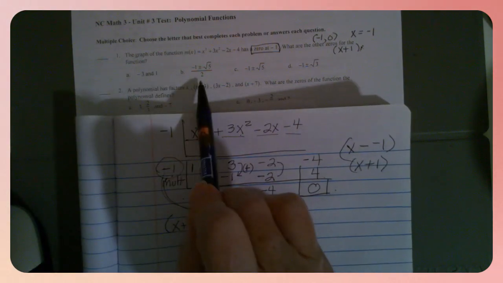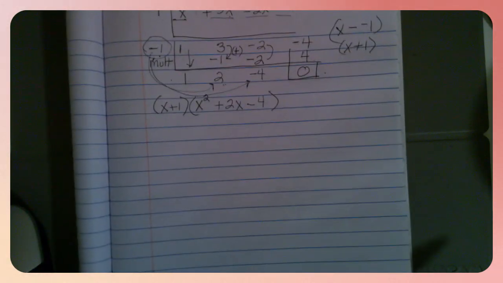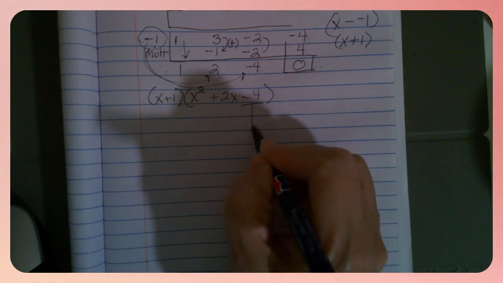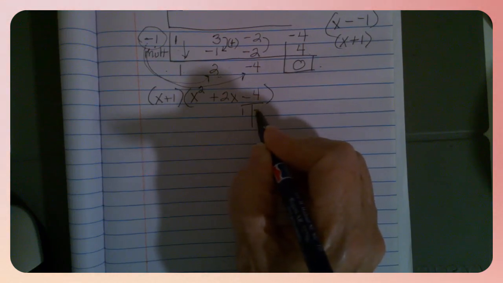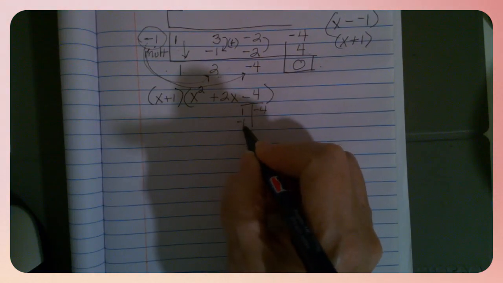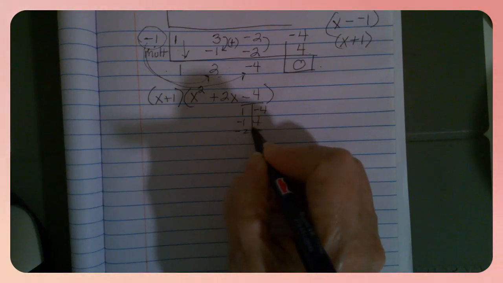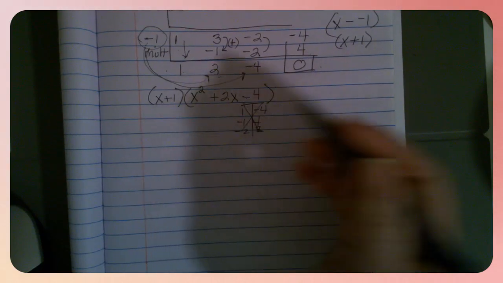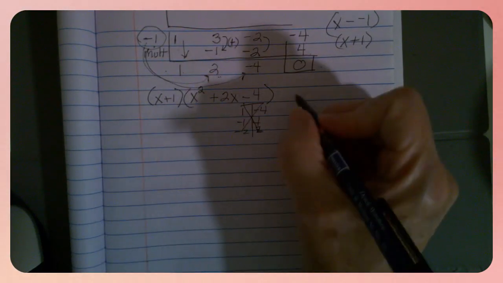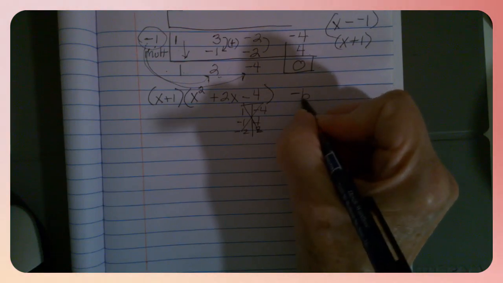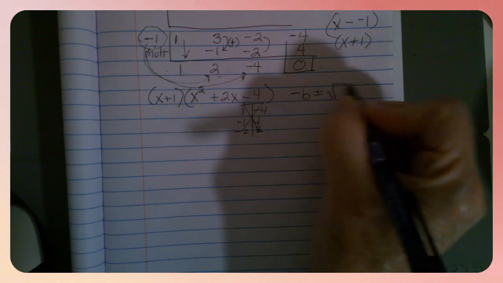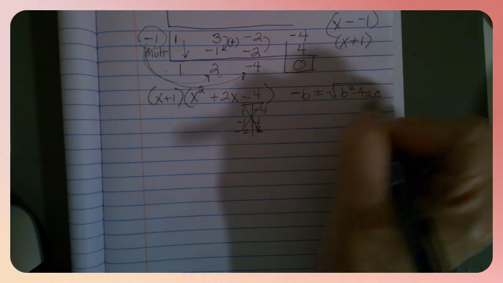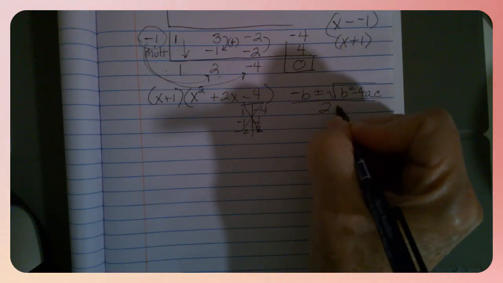And I'm looking at my answers. It looks like I'm going to need to use the quadratic formula. And let me just check real quick. Are there two factors of -4, like 1 and -4, -1 and 4, or -2 and +2, that add to give me 2? And there are not. So I'm going to use the quadratic formula to find the other two roots. Quadratic formula is -b plus or minus the square root of b squared minus 4ac all over 2a.